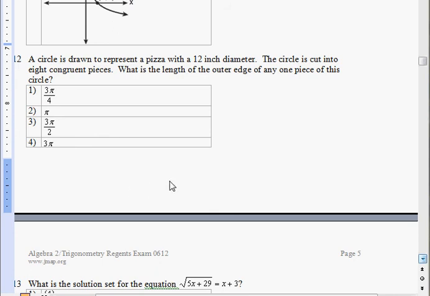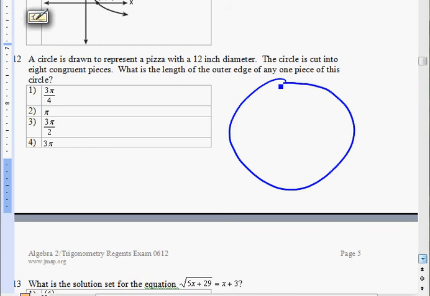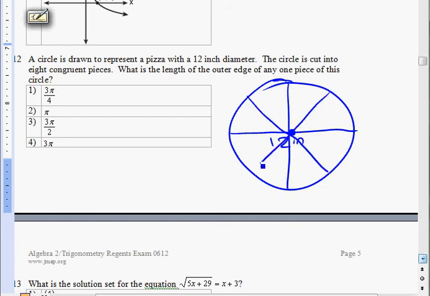Alright, next, number 12. We've got a circle drawn to represent a pizza. So we've got a nice, yummy pizza. It's kind of a deformed circle over here. Diameter is 12 inches. So from edge to edge, crossing the center, that is 12 inches, right? The circle is cut into 8 congruent pieces, right? So let's split this in half. Another half here, another half here, right? Perfectly sliced, 8 congruent equal slices.